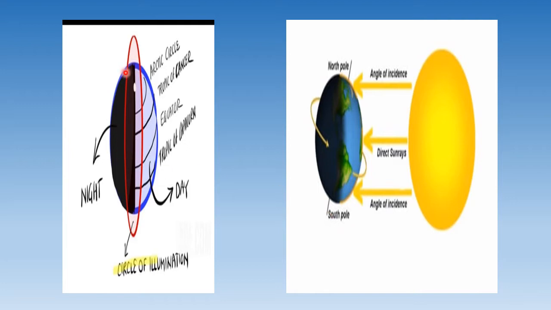Now the part which is receiving sunlight is day, and this part is night because it is not receiving sunlight. It is as simple as that to understand. If I divide the two, I can draw a circle here, shown as the red circle. That circle which divides day from night is called the circle of illumination.